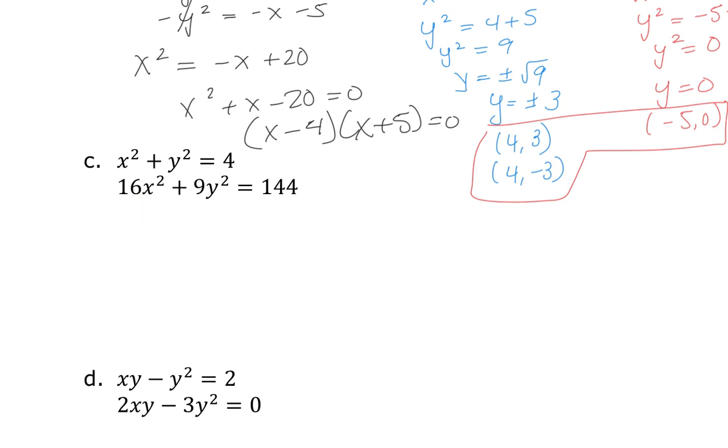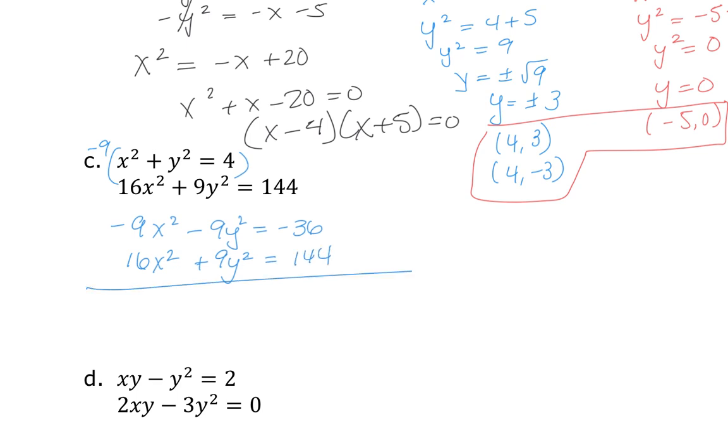So I'm going to take this first equation and multiply by a negative 9. I got negative 9x squared minus 9y squared is equal to negative 36. And 16x squared plus 9y squared is equal to 144. So negative 9 and positive 16 gives you a positive 7x squared. Those go to 0. And I will need my calculator out because I don't feel well enough to do the 144 in my head.